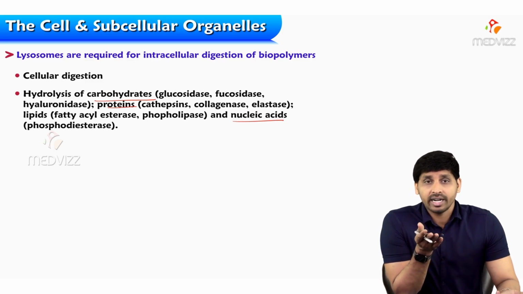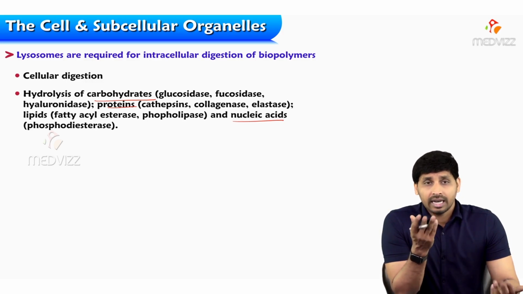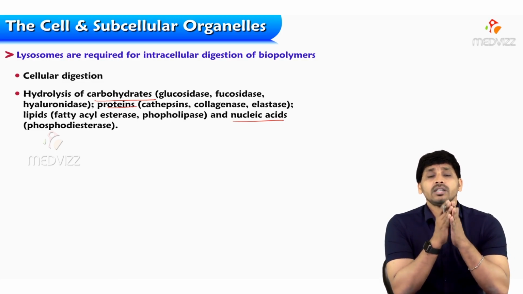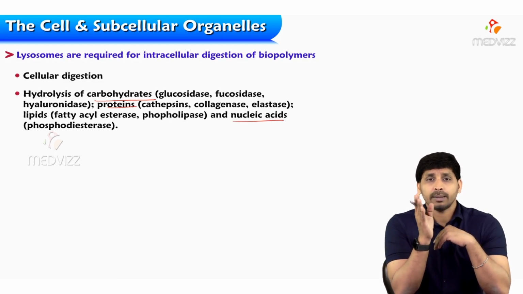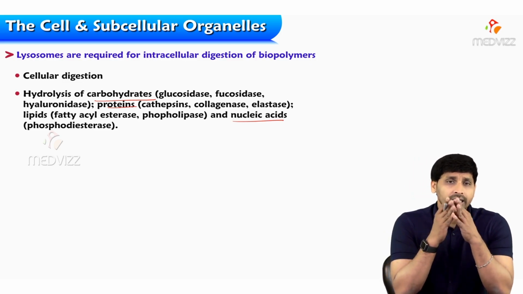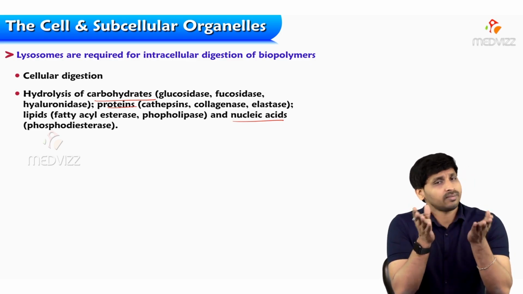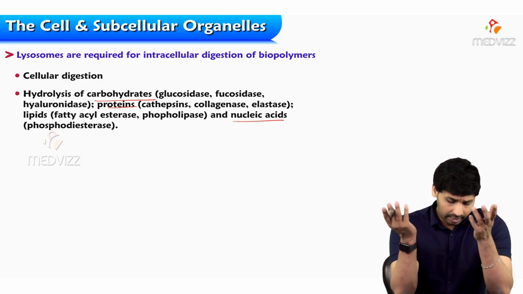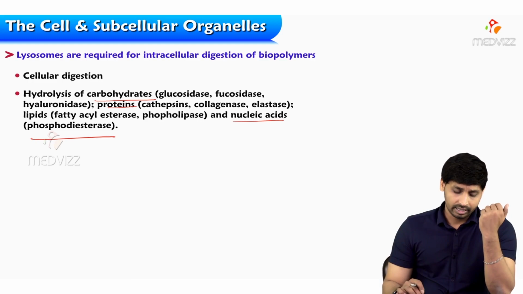What is the main linkage present in carbohydrates? Glycosidic linkage, acted on by glucosidases. For proteins there are cathepsins, collagenase, elastase; for lipids, fatty acid esterase and phospholipases. So they all work on particular linkages: glucosidase acts on the glycosidic linkage. For proteins, cathepsins, collagenases and elastases work on particular proteins, like collagen, elastin, and cathepsin itself, which is also a protein. So they work on a particular type of protein. For lipids, fatty acid esterase breaks the ester linkage present in lipids. And for nucleic acids, the main linkage is the phosphodiester bond, and they will break all the phosphodiester linkages.